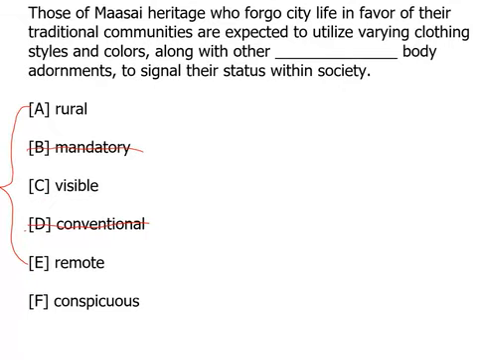Because we have rural and remote, we have visible and conspicuous. And you might say, aha, these people are foregoing city life. Rural means not in the city. But not so fast, because remote just means far away from everything, whereas rural means not in the city, but in an area with farmland.